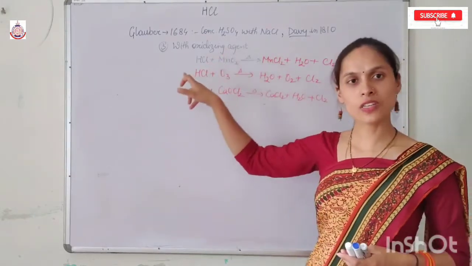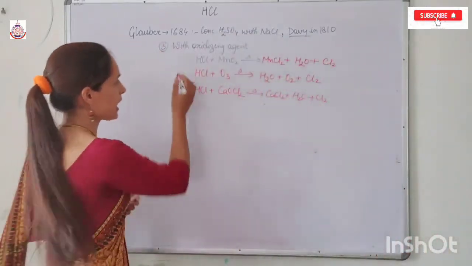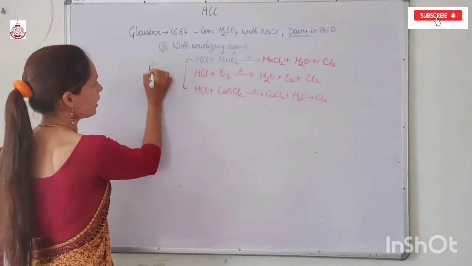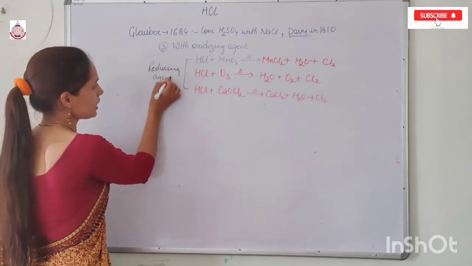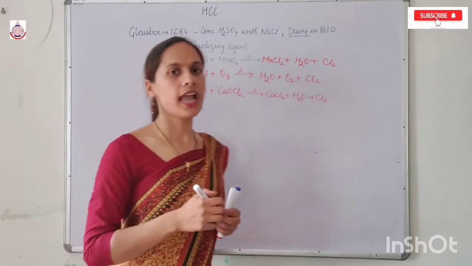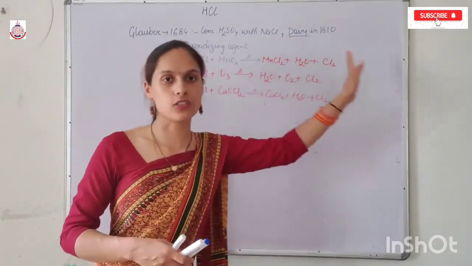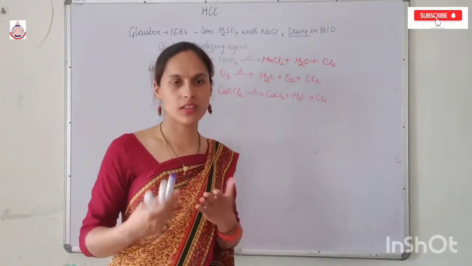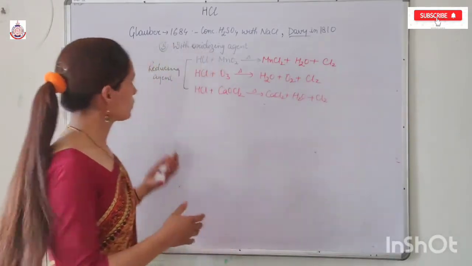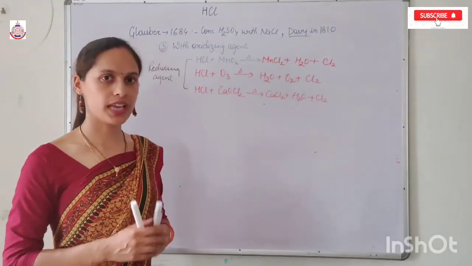On heating with an oxidizing agent, it shows its reducing property. Here in these reactions, HCl acts as a reducing agent. So it shows its reducing property and reduces the oxidizing agent, and itself gets converted into Cl2. So this is the third chemical property of hydrochloric acid.